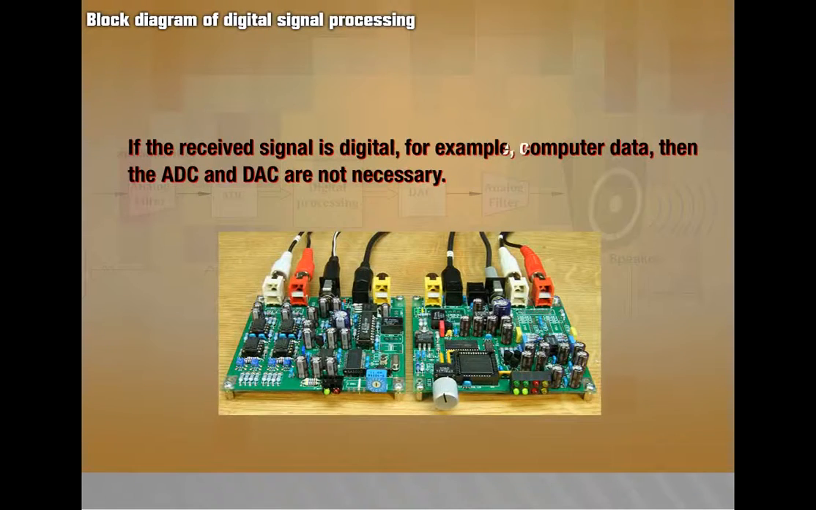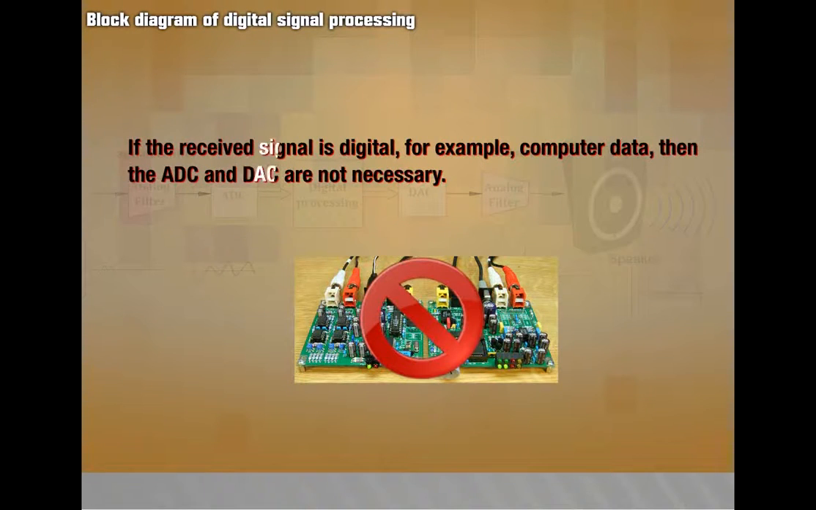In a more complex example, the DSP would perform other functions such as volume control, equalization, and user interface. If the received signal is digital, for example, computer data, then the ADC and DAC are not necessary. The DSP acts directly on the incoming signal, eliminating irregularities caused by noise and thereby minimizing the number of errors per unit time.